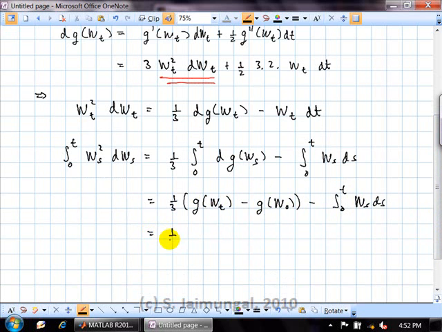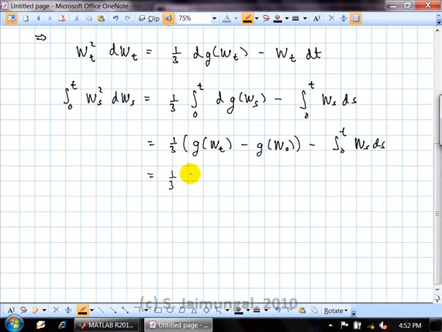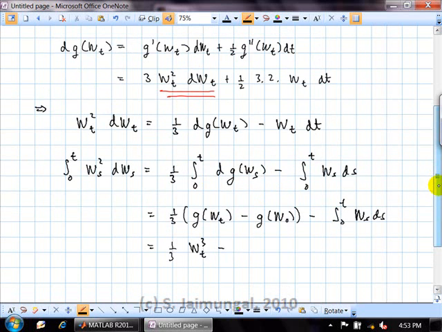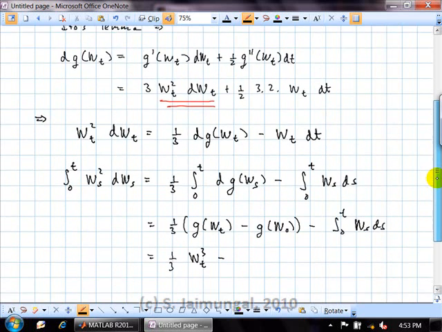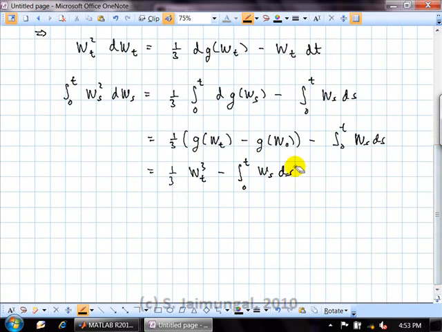Okay, and then you simply put what is g of W? Well, g is x cubed, so this is simply W cubed. W zero is zero, so that second term is zero. Oh no, the third's not in front of everything. Yeah, the third is not in front of everything. Thank you. I thought I made a mistake. Okay. We end up with that. So that's our result for the integral from 0 to t of Ws squared dWs.